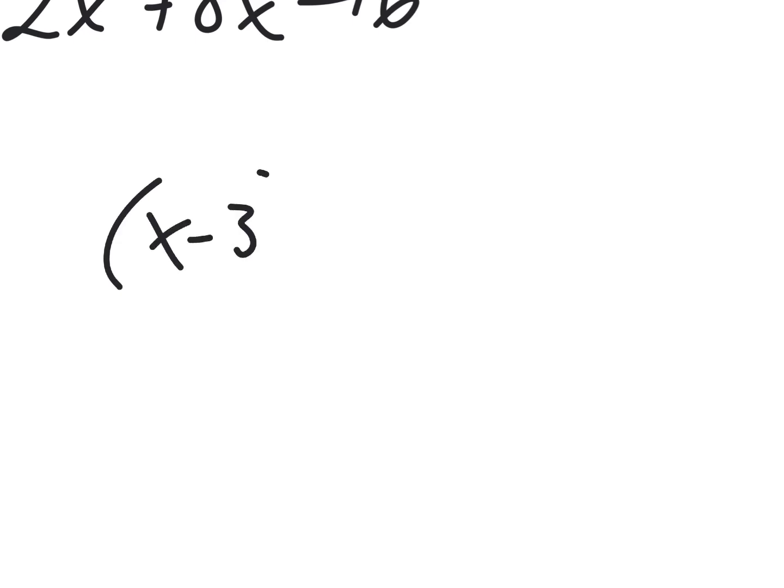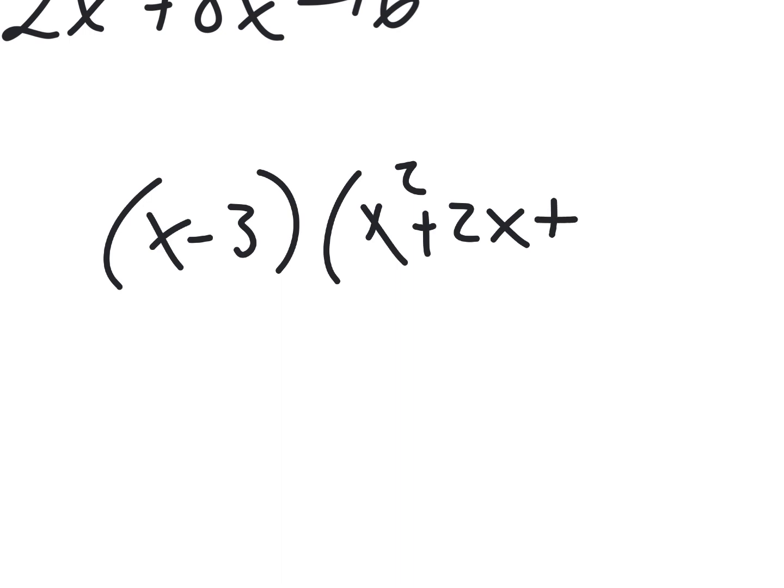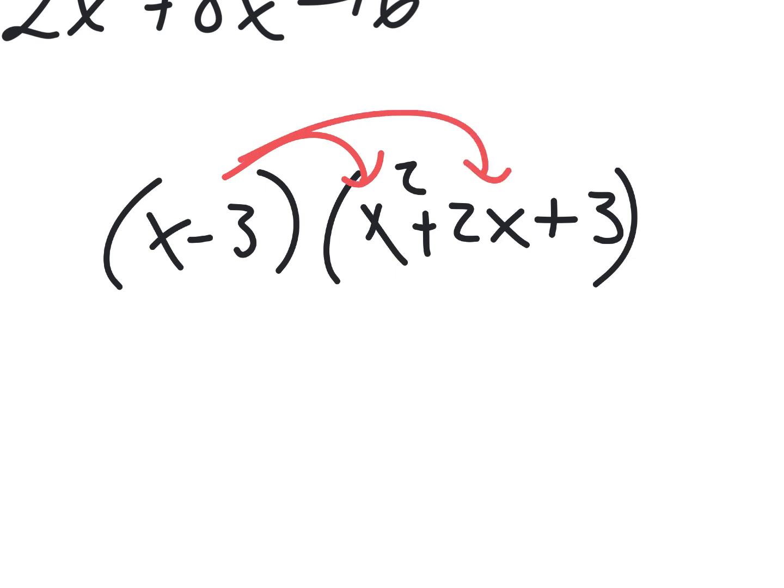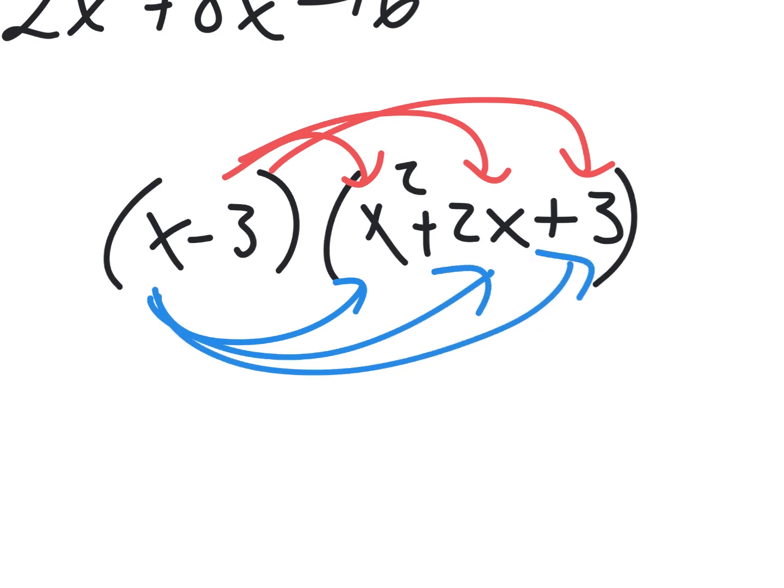x minus 3 times x squared plus 2x plus 3. Now, I personally like to do this by just distributing this, and then I distribute the x later. But you can do it either way. Your answer is going to have 6 parts. Go ahead, get that one done. I'm going to pause for a second. Let me give that a try.